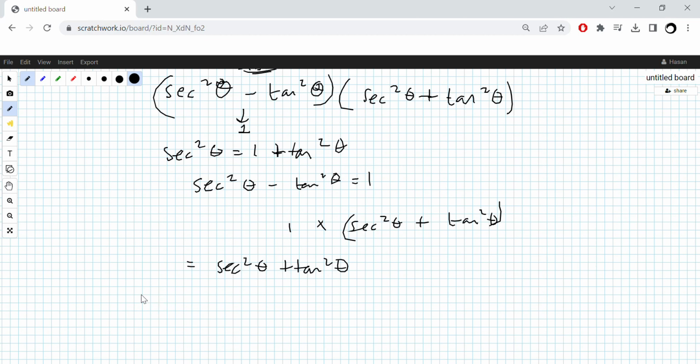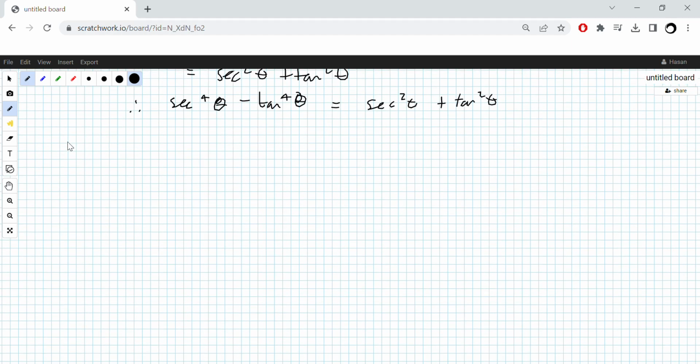And therefore the left hand side, which was sec to the power of 4 theta minus tan to the power of 4 theta, equals sec squared theta plus tan squared theta. Once we've proved that, we can move on to part B, which you can do.